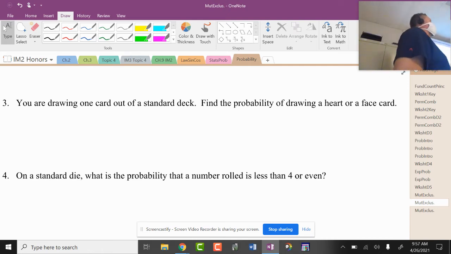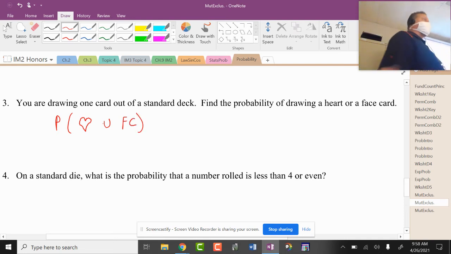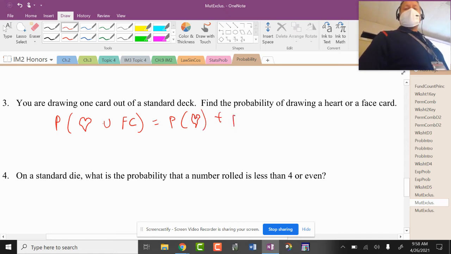The heart face cards. So here's where, if you were just not thinking about this, here come my drawing skills. Probability of a heart, union that with a face card. I should put a face there, like a picture of a king. But no, that could just mean kings, so I just had to have a face card. If you weren't even thinking, then you would do this. Probability of a heart, plus probability of a face card.